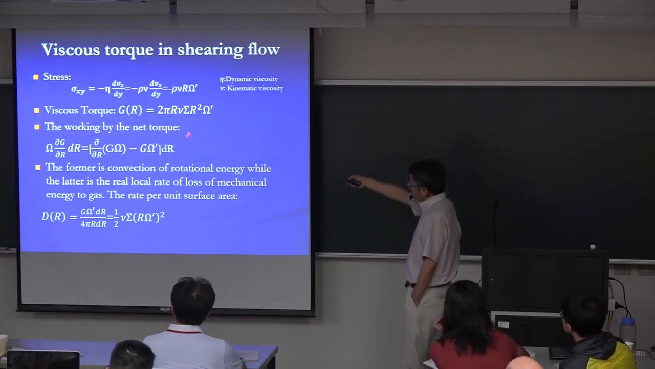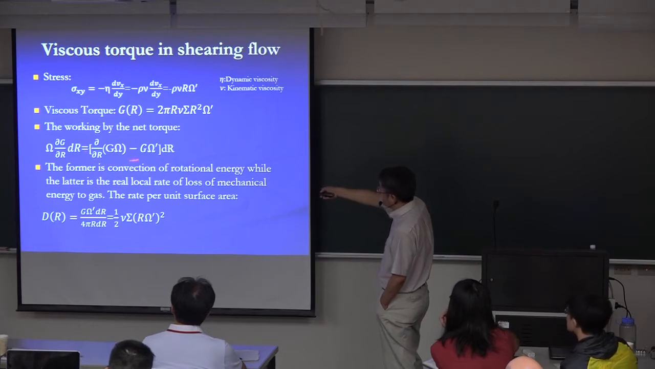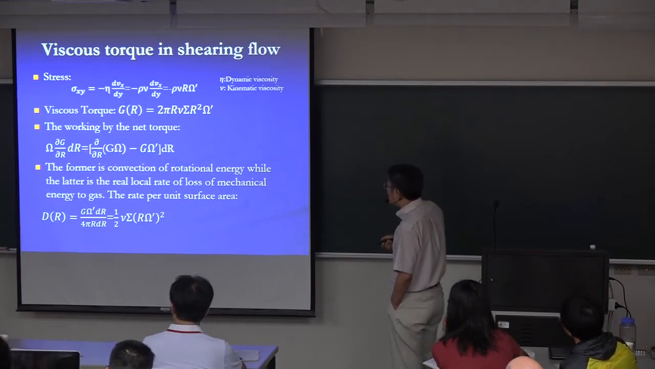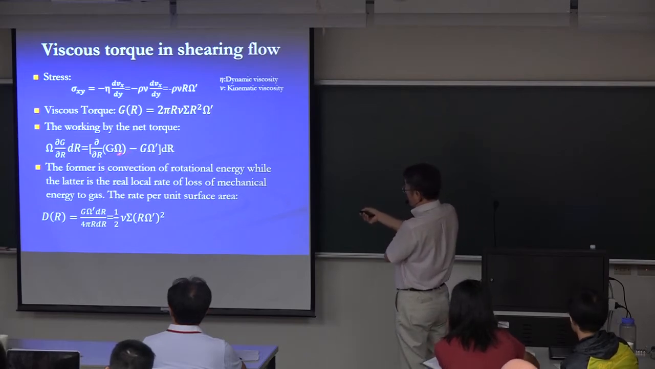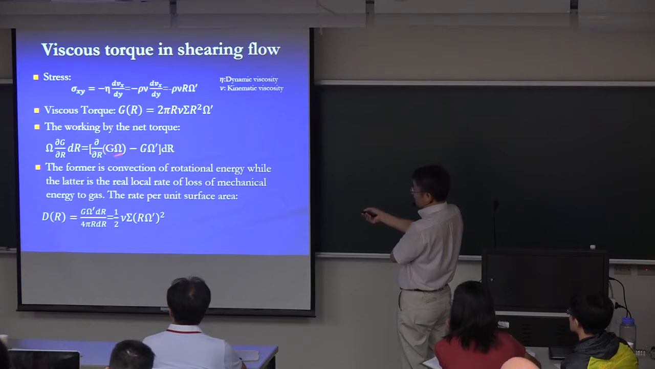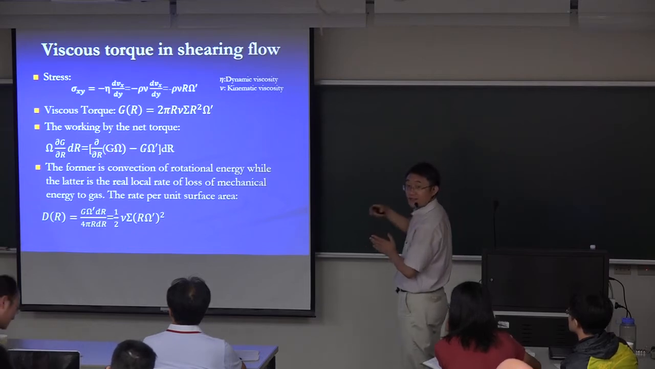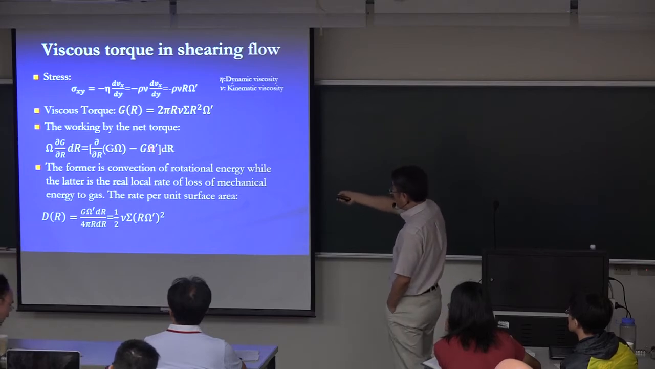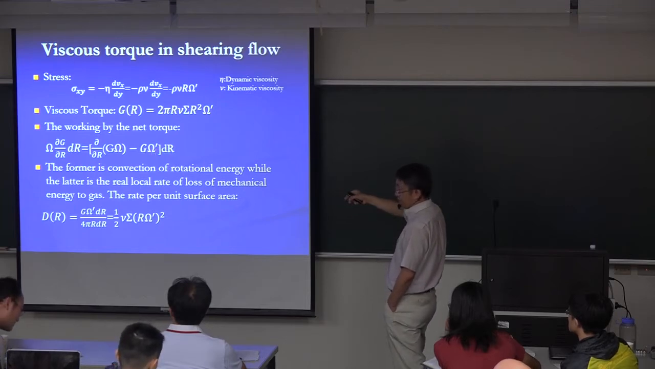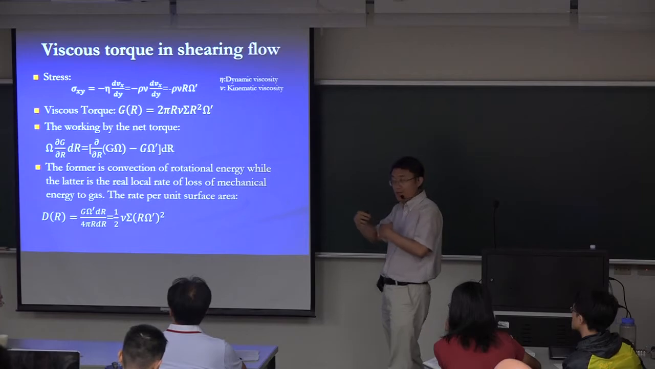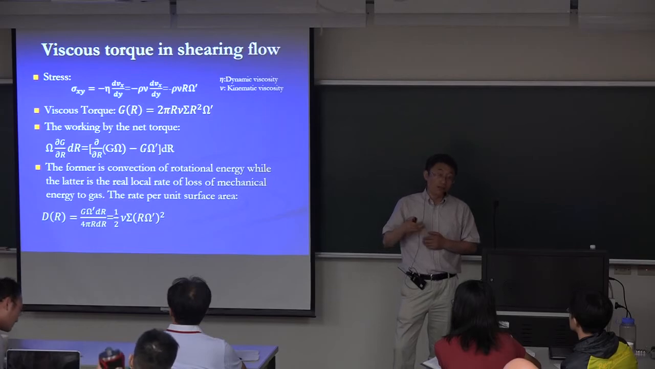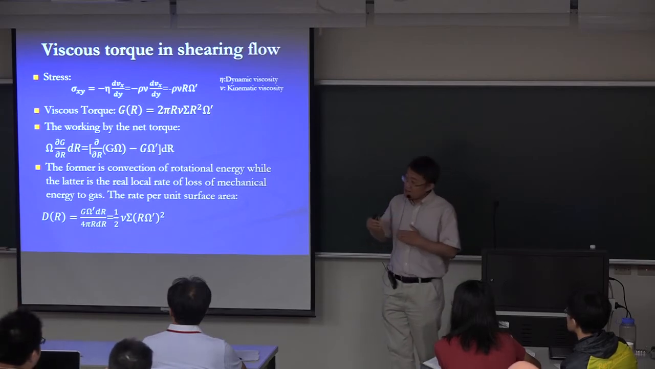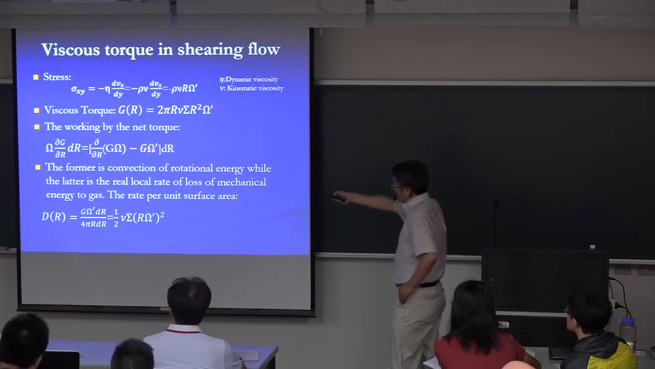The work done by the net torque is described in this equation. This term consists of two terms. One is the convection of the rotational energy; this is the rotational energy, and this is the convection in the radial direction. Another term, this one, is the local rate of loss of mechanical energy to the gas. This you can see is friction. Because of differential rotation, we have friction, so some part of the kinetic energy will be converted into thermal energy. In Chinese, 摩擦生热, right? So these are the two terms.